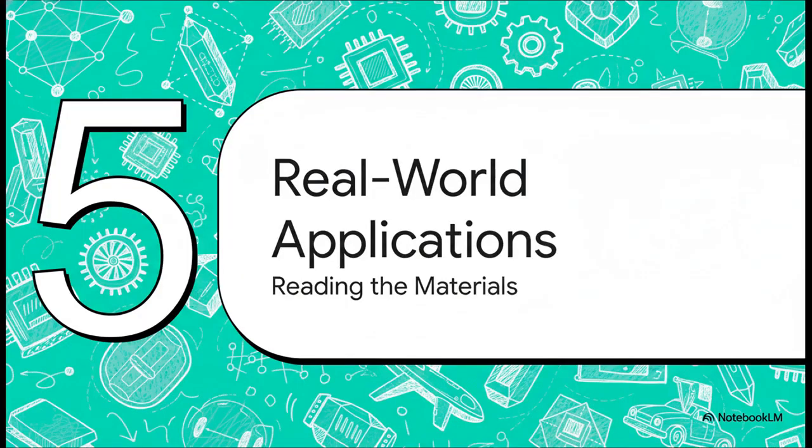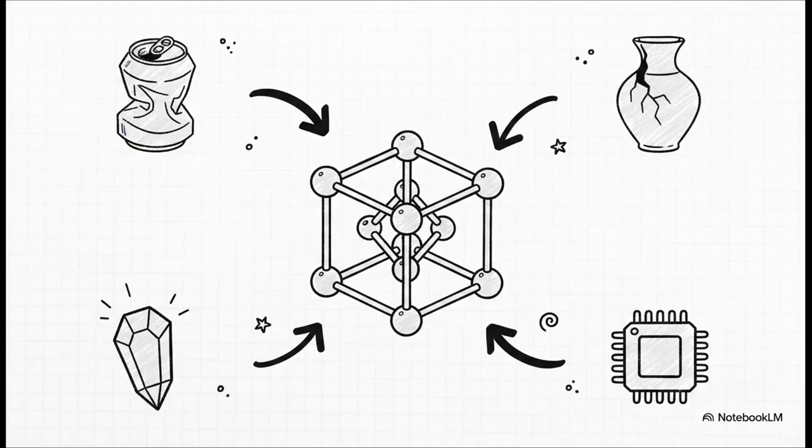Let's move on to part 5, real-world applications. How are we actually reading these materials? So, why does all this matter out in the real world? Well, the only real rule for EBSD is that your sample has to be crystalline, meaning its atoms are arranged in a neat repeating lattice.